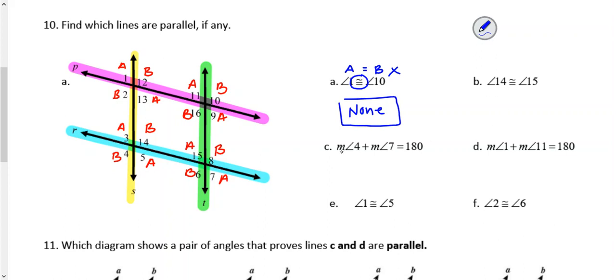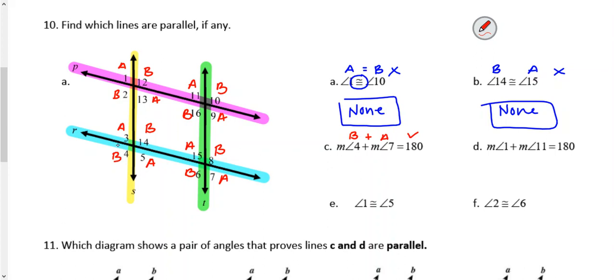So let's look at B, 14 and 15. So 14 is a B, 15 is an A. Same thing, B does not equal A, so none. Okay, let's look at C: 4, which is a B, and 7, which is A. B plus A does equal 180, so we can keep going.